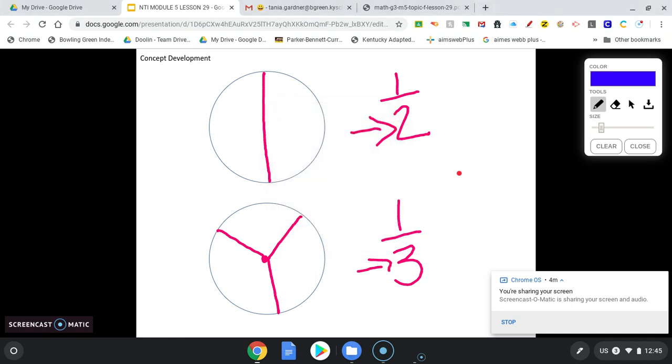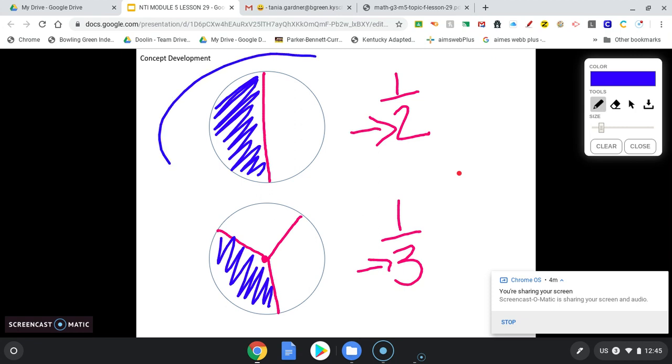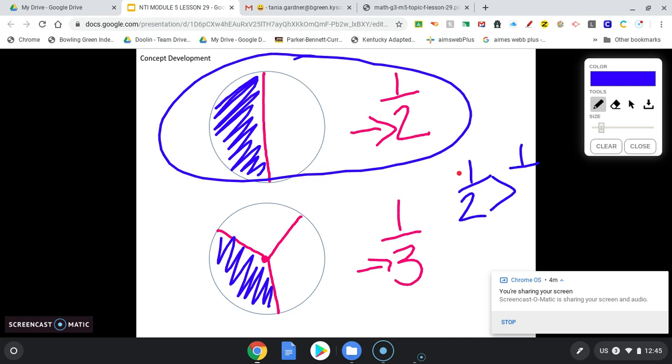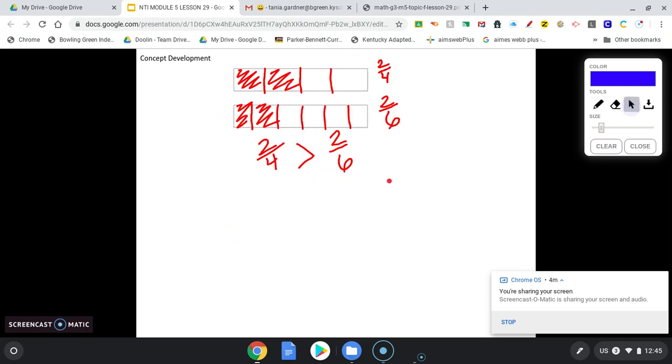Now we need to shade in 1 of the 2 parts, so 1/2, and 1 of the 3 parts, so 1/3. So which covers more area, 1/2 or 1/3? 1/2 is greater than 1/3. Remember, it's important that our shapes are the same size and cover the same area. Good job. Let's keep going.